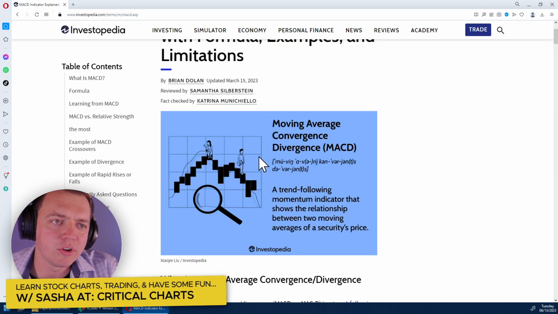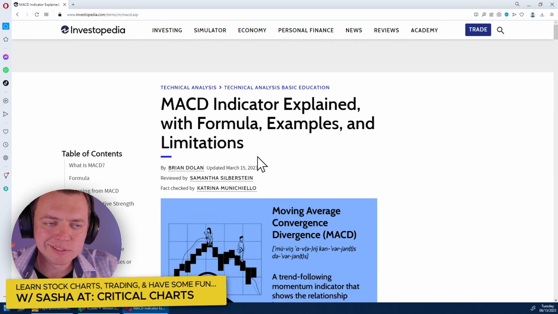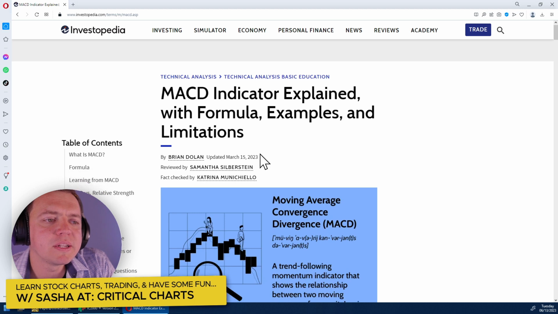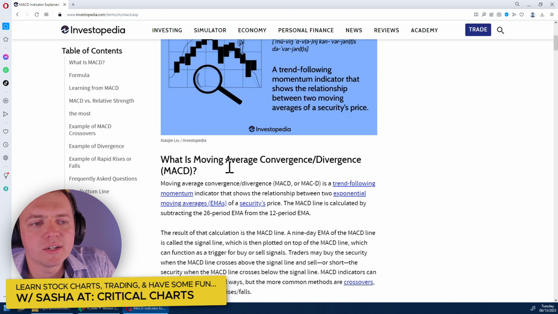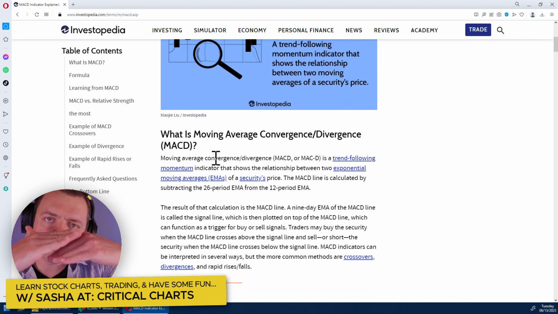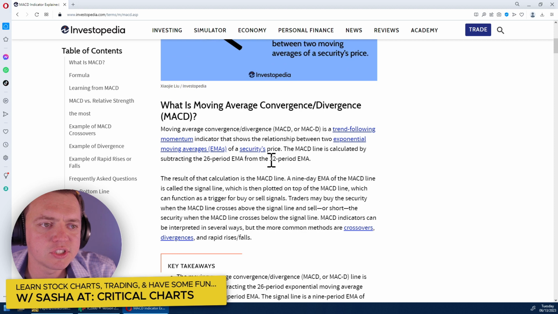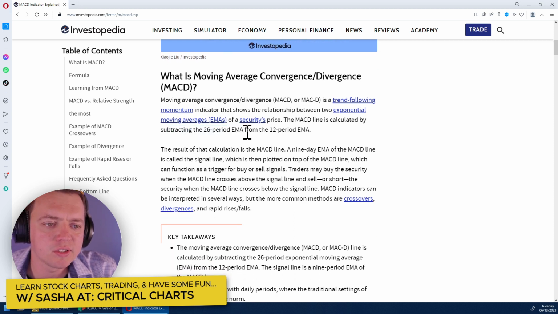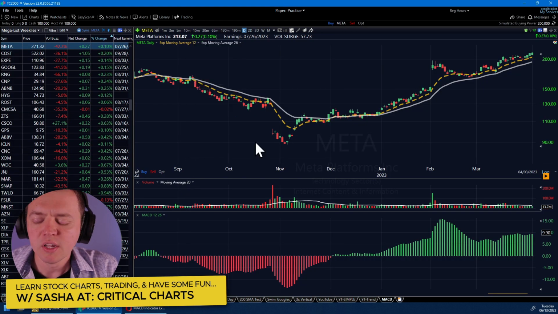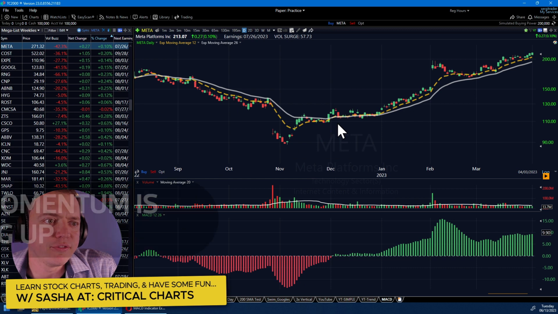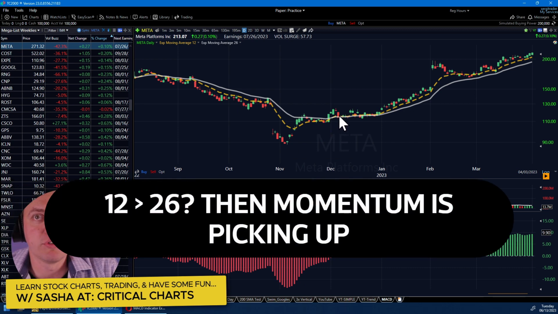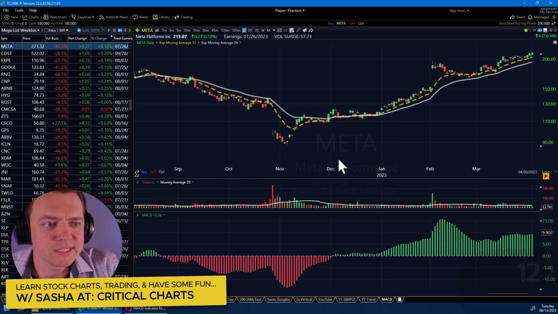I'm going to pop you over to Investopedia a little bit to give you the initial jargon for it. But it's really a moving average indicator: moving average convergence divergence. So how far are they spread out? That's all it is. What they're looking at is the 26 versus the 12 period exponential moving average, subtracting the 26 from the 12. So when you're looking at this indicator, you're basically looking at how far things are spread out. 12 greater than 26. That's it. That's as simple as it gets.